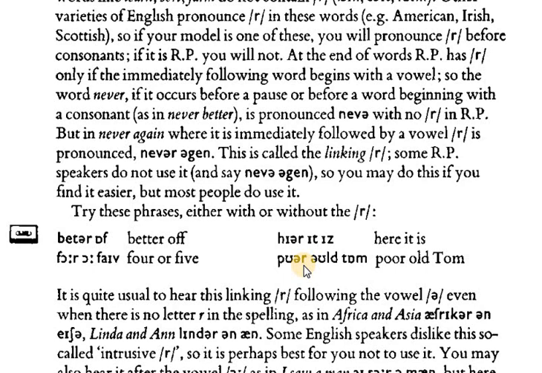قد يكون أنا أحس أنه لفظ الراء في هذه الكلمات نوعا ما صعب. Poor old Tom is easier than saying poor old Tom. It is easier. I don't know. It may be the reverse for you. قد يكون العكس بالنسبة لكم تلفظوها with ra, يعني easier than without ra. Now, it is quite usual to hear the linking ra following the vowel a even when there is no letter ra.